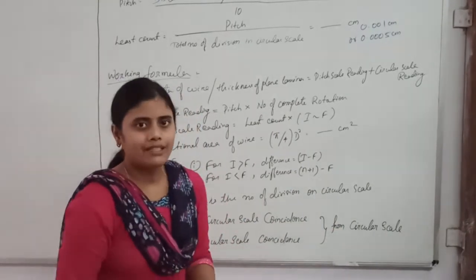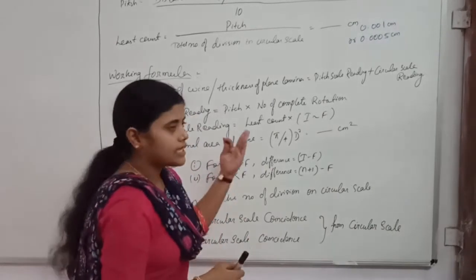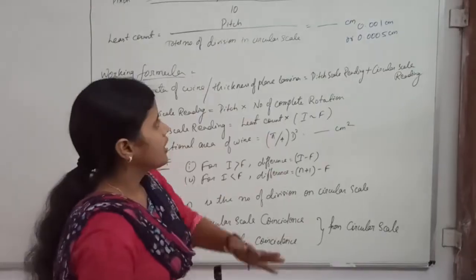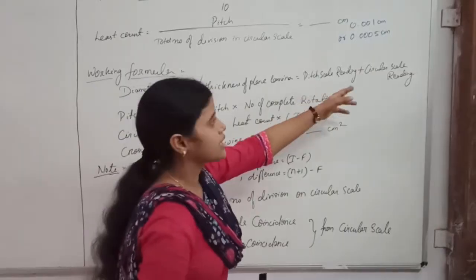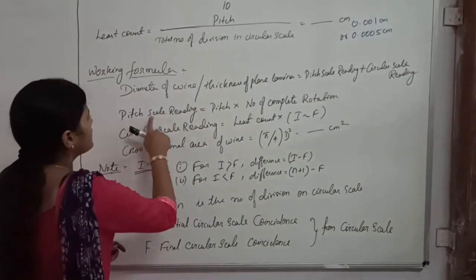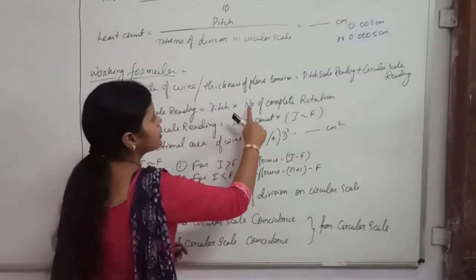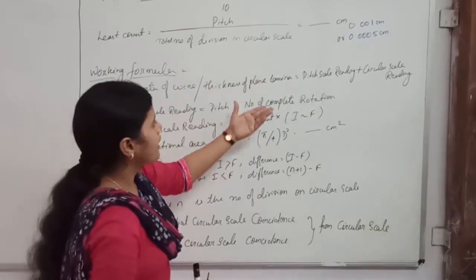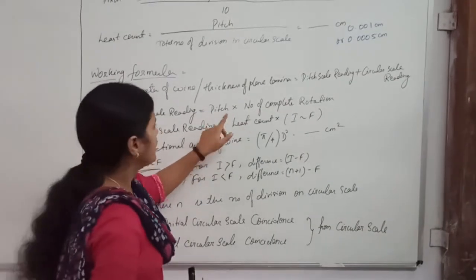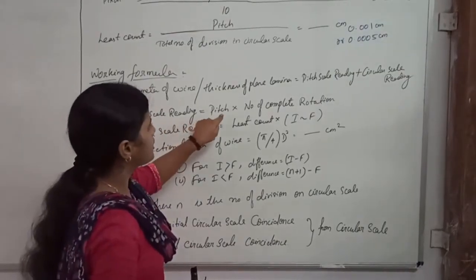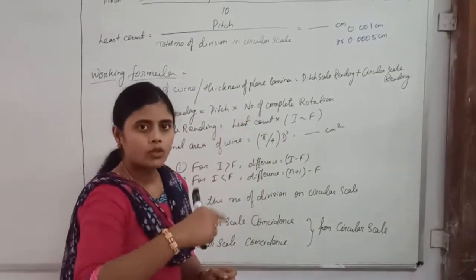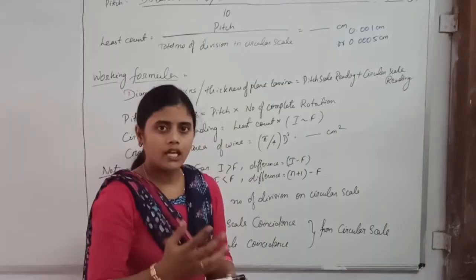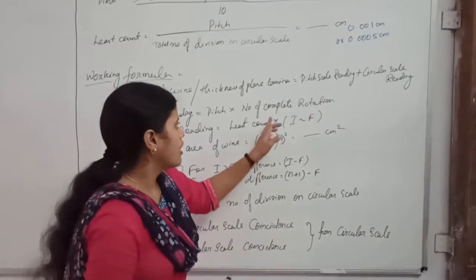So ultimately we have to measure length, and diameter or thickness are nothing but length parameters. Using the screw gauge, we will find the diameter, that is pitch scale reading plus circular scale reading, and the pitch scale reading is given by pitch into number of complete rotations. I have shown you how to find the pitch, which is fixed for a particular instrument. You have to count how many complete rotations it makes in order to travel the linear distance. I will show you how to find the number of complete rotations.